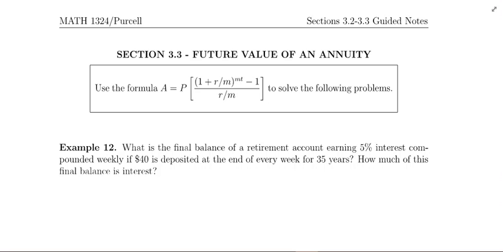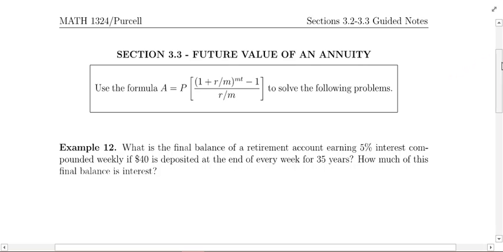In examples 12 through 17, we are going to discuss how to use the future value of an annuity formula. If you turn to page 9 of this note packet, right above example 12, you are told to use the formula A equals P times all of 1 plus R over M raised to the MT minus 1, all over R over M, which is the future value of an annuity formula, to solve the following problems.